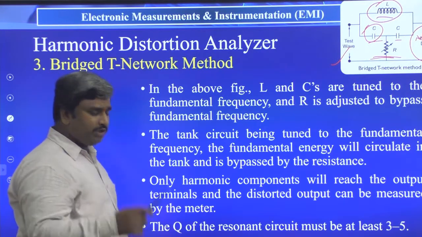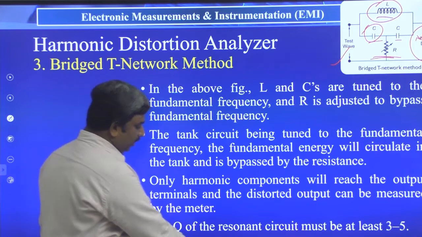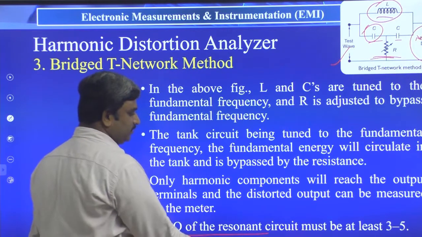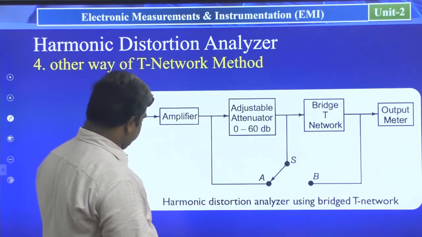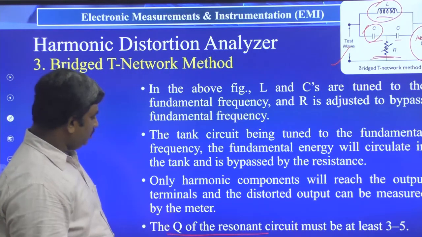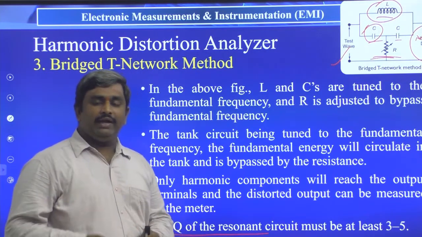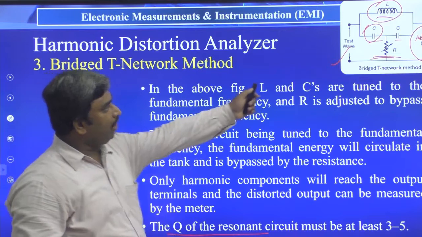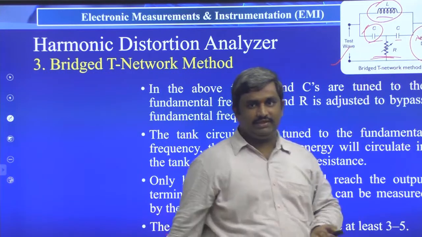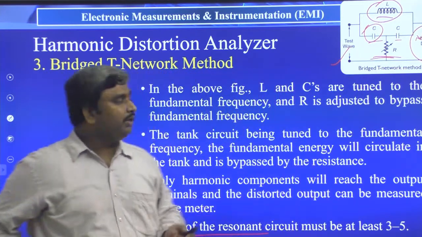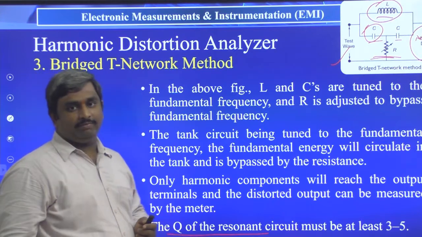Only the harmonics will reach the output terminals. The Q of the resonance circuit must be at least 3 to 5. Okay, so the output will be available at the output of these terminals. This is about the T-type network method.